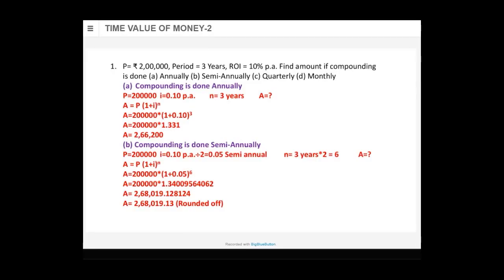Rounded off to 2 digits after the decimal point, because we have rupees and paise. So after the point, 128, third digit is 8. If the third digit is 5 or more than 5, add 1 to the second digit. If the digits after the point are 1 to 4, that will be 0.12 rounding off. Any doubt here? Did both of you understand?